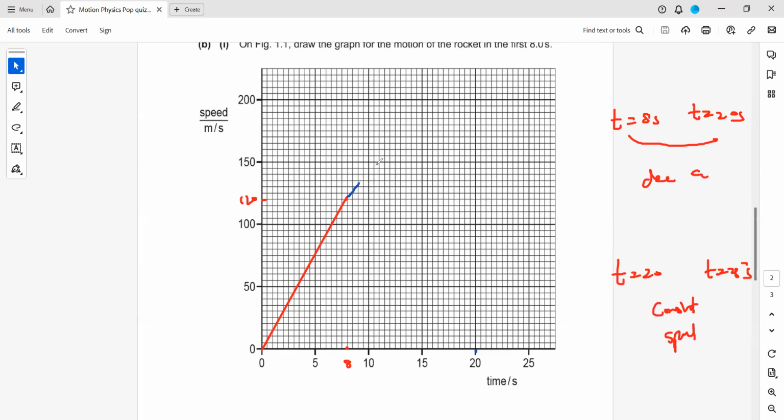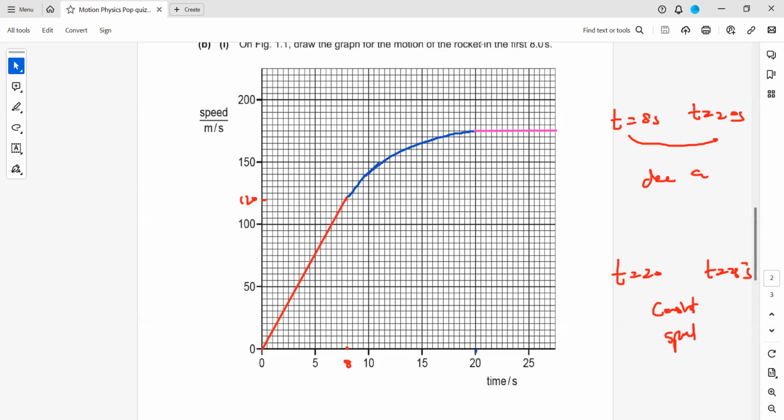So first, how do we represent a decreasing acceleration from 8 seconds to 20 seconds? We draw a curve, where the gradient, the slope, should decrease. And then from 20 seconds to 25 seconds, it is moving at a constant speed. How do we represent a constant speed? It must be a horizontal line. They already mentioned in the question that the constant speed is less than 200, so you can take any value, but it should be less than 200.